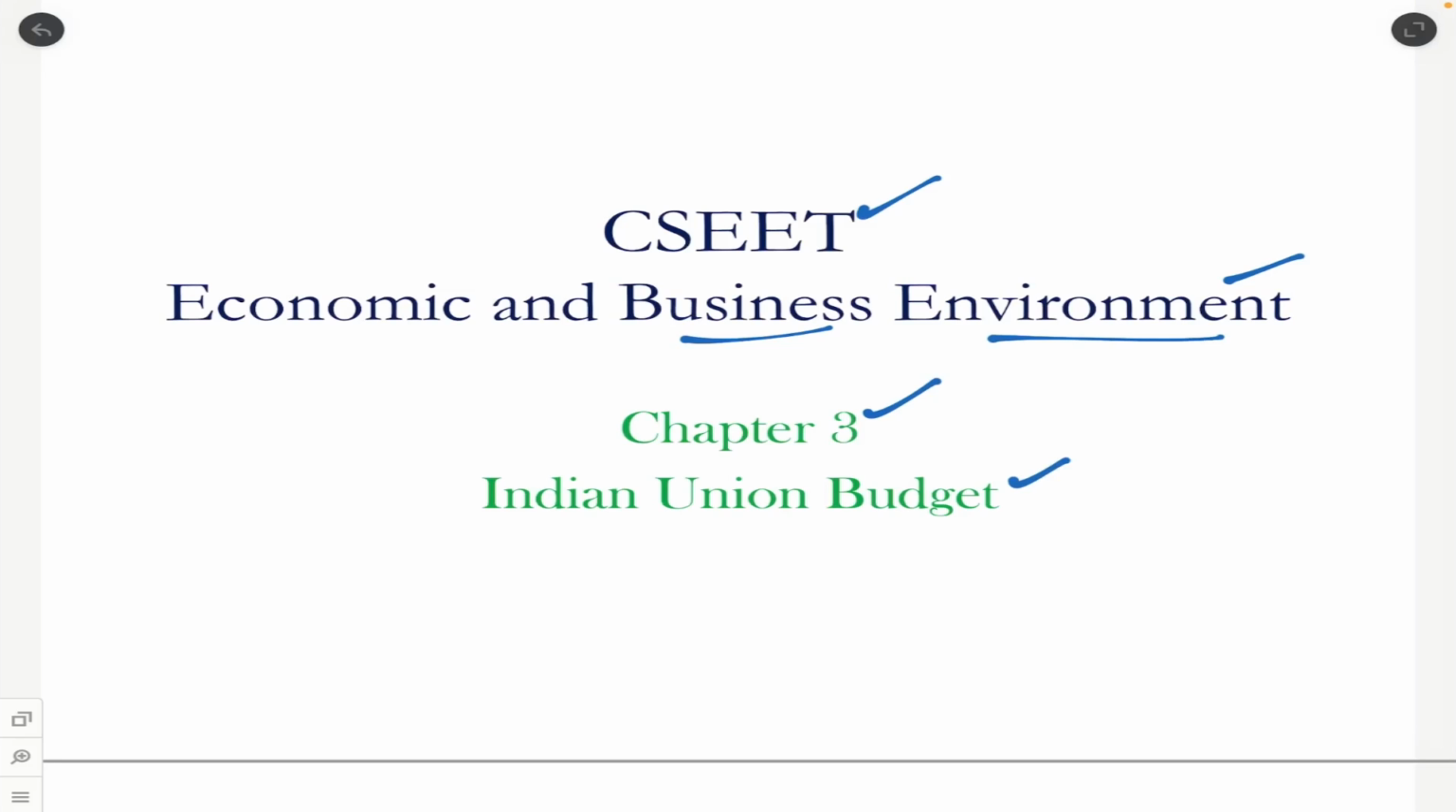So understanding the budget in depth and gaining the capacity to analyze it becomes very necessary. That's the reason why this chapter has been included in the CSEET syllabus for the aspirants. So let us take this chapter bit by bit and try to understand the entire process of the Union Budget.